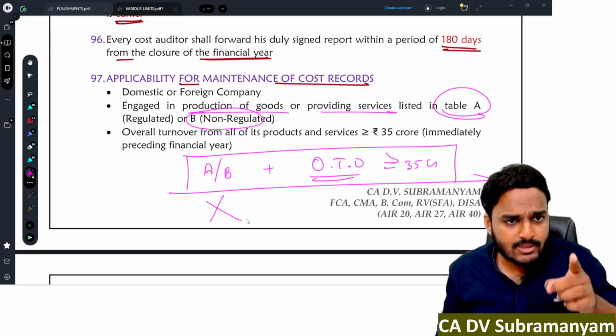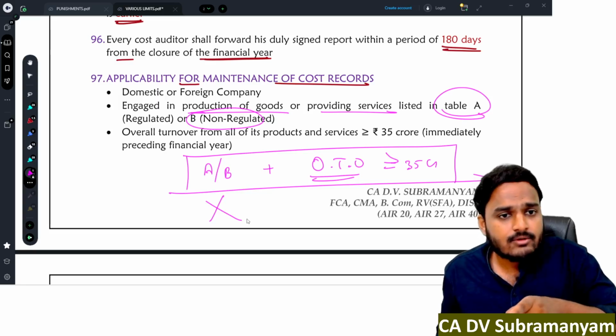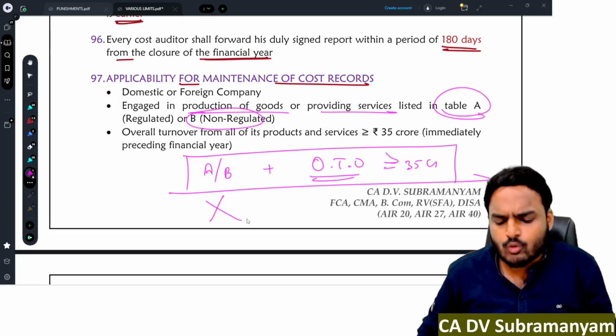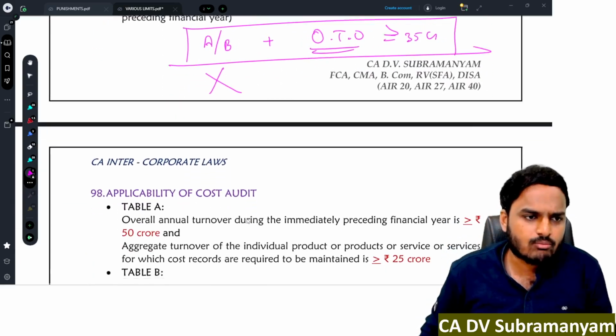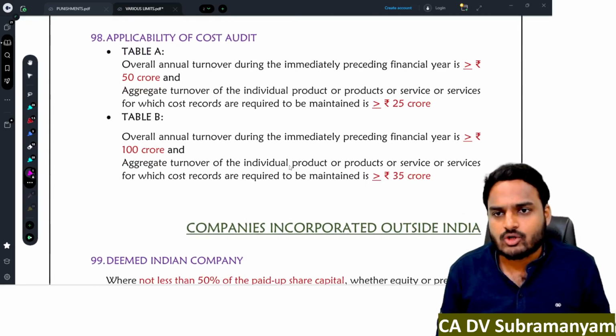Clear? So compulsorily you are engaged in production of goods or providing services which were listed in either table A or table B, and your overall turnover should be 35 crores or more in the immediately preceding financial year. Next, applicability of cost audit.